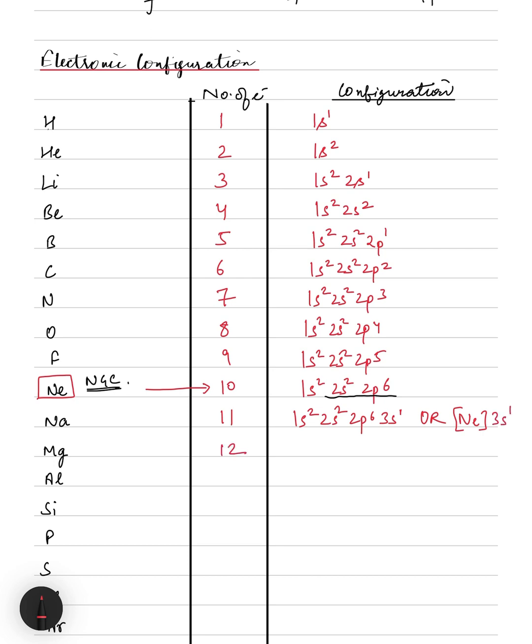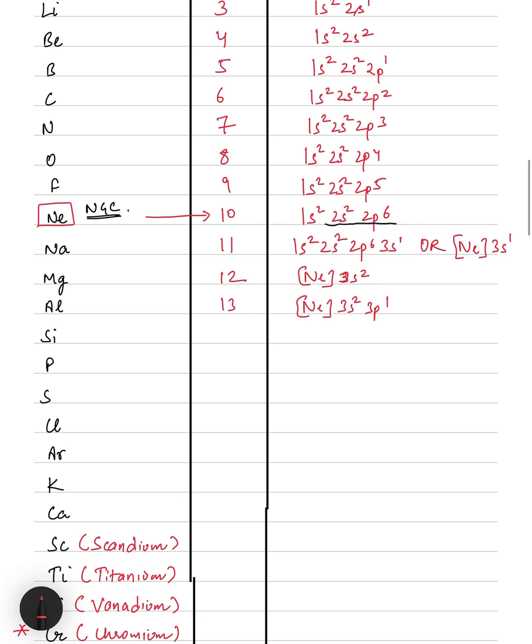That means in the case of magnesium, it will be neon 3s2, right? Another thing is that up to neon, it is only the second shell. Beyond neon, we are using the third shell, so it is totally a new shell where we are filling the electrons. In the case of aluminium, atomic number is 13, so it will be neon 3s2, 3p1. Similarly, we can fill up to silicon, then phosphorus, sulfur, chlorine, argon, potassium, and calcium. Up to calcium we can fill, right?